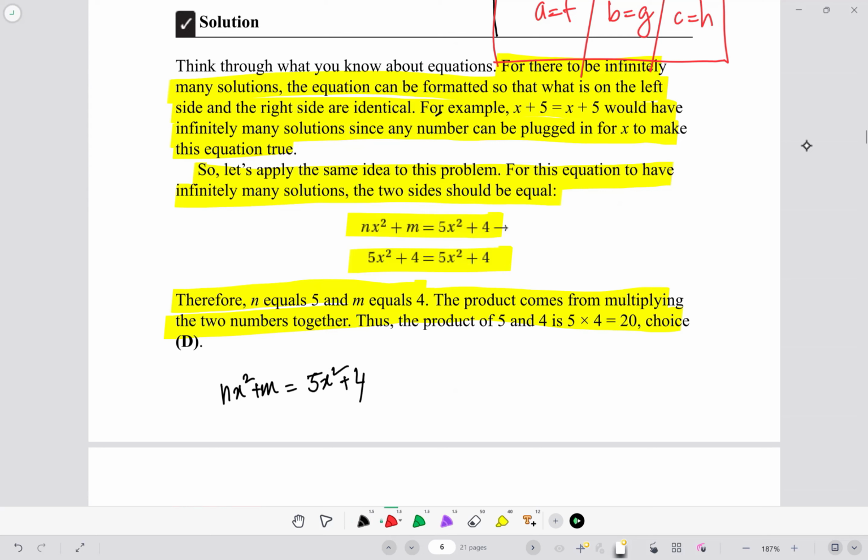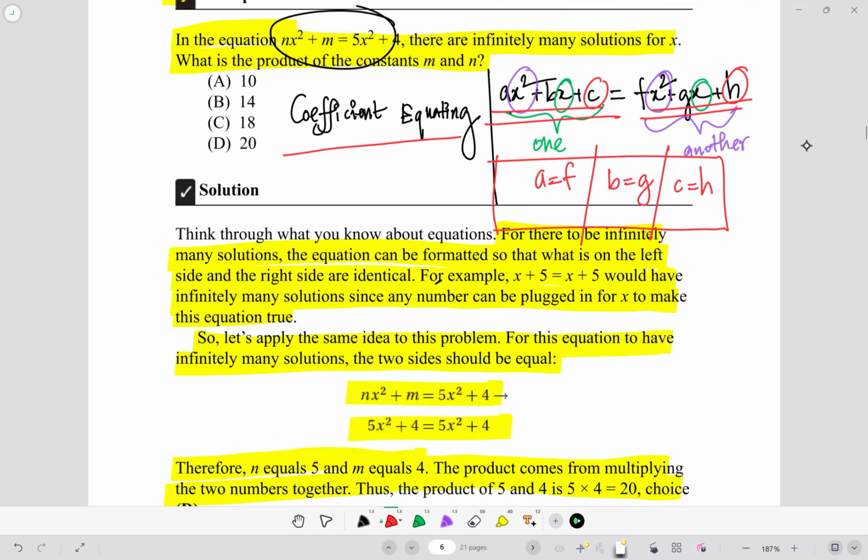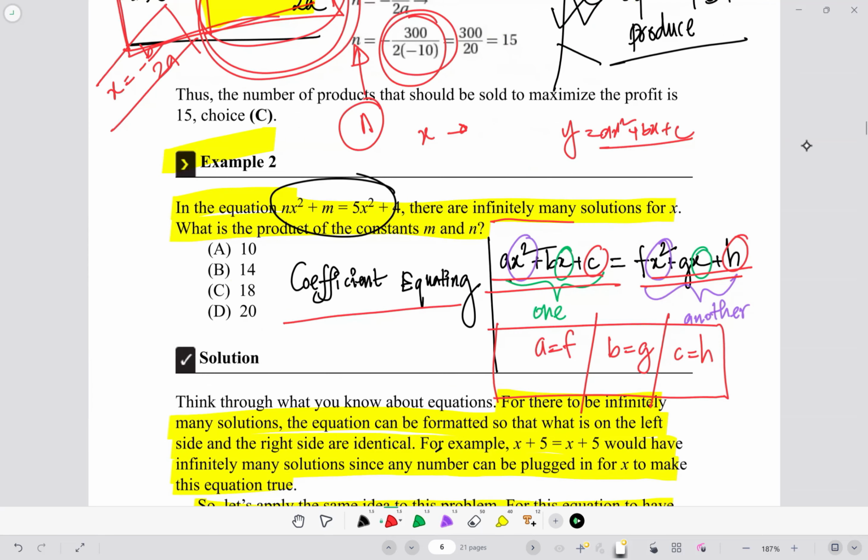Just look at this n and this 5. They both have the coefficient of x squared, right? Yeah. So you can just write n equals 5. And from that, m equals 4. This problem is solved because they are telling you infinitely many solutions for x.